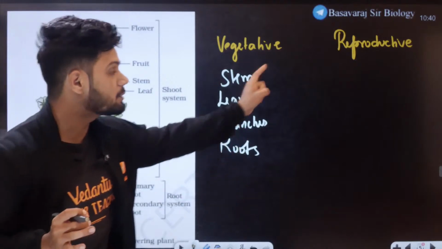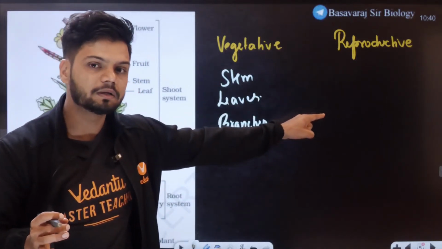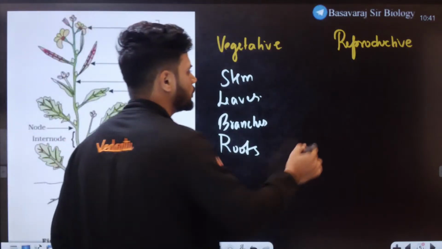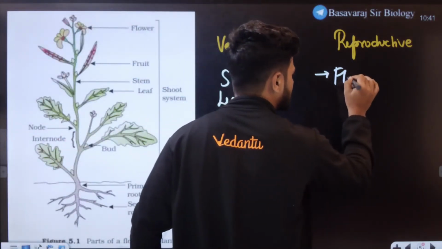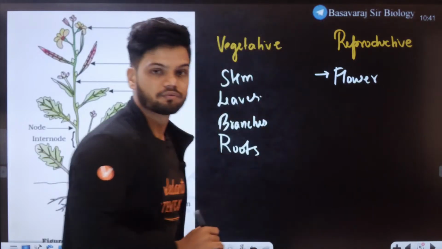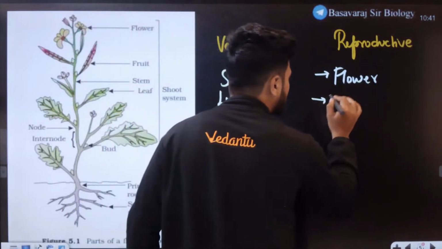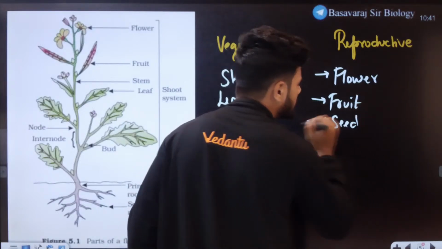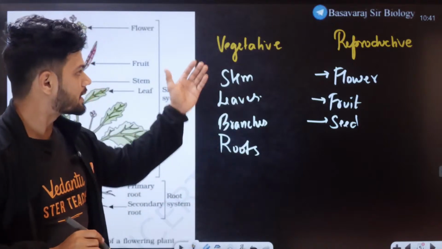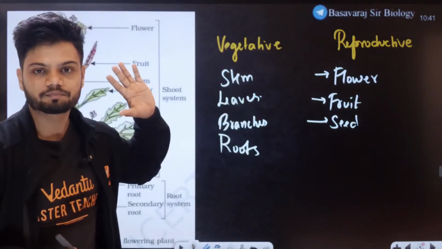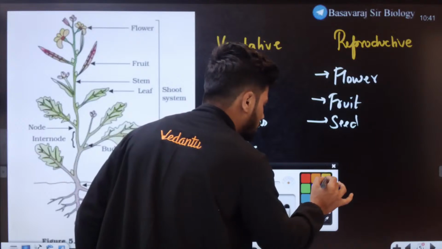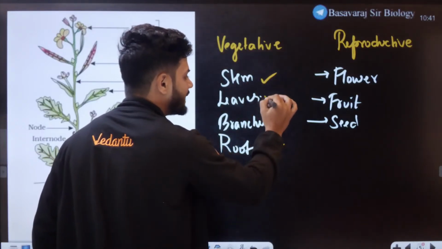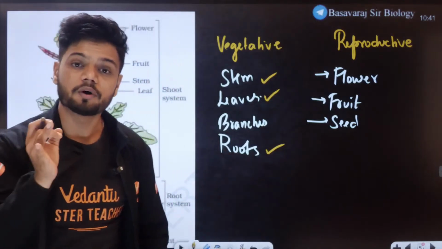Then what could be the reproductive parts? Anyone in the chat who can tell me? Very simple, all of you know. The first one is the flower. Then fruit is part of your reproduction. Seed is part of the reproductive parts. So these are called the vegetative parts and the reproductive parts. Now one by one, we'll be talking about the roots, stem and leaves, along with the different types of modifications we get here.